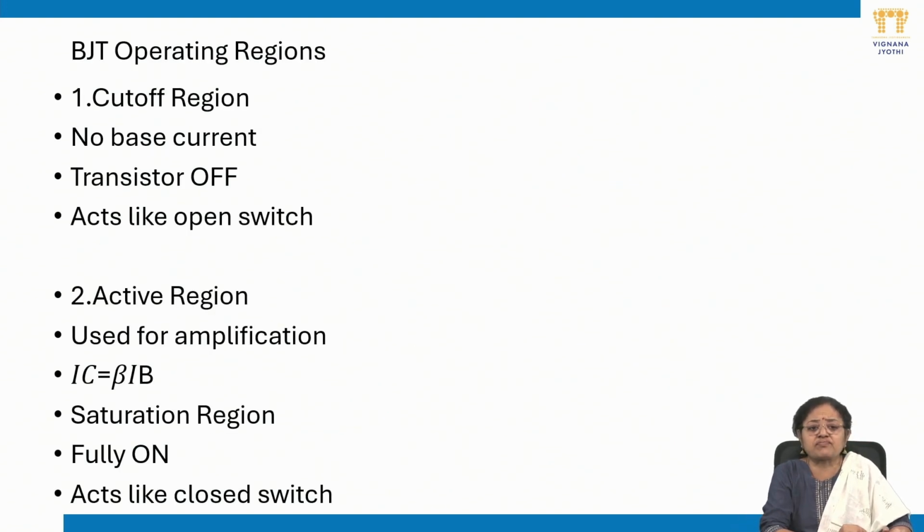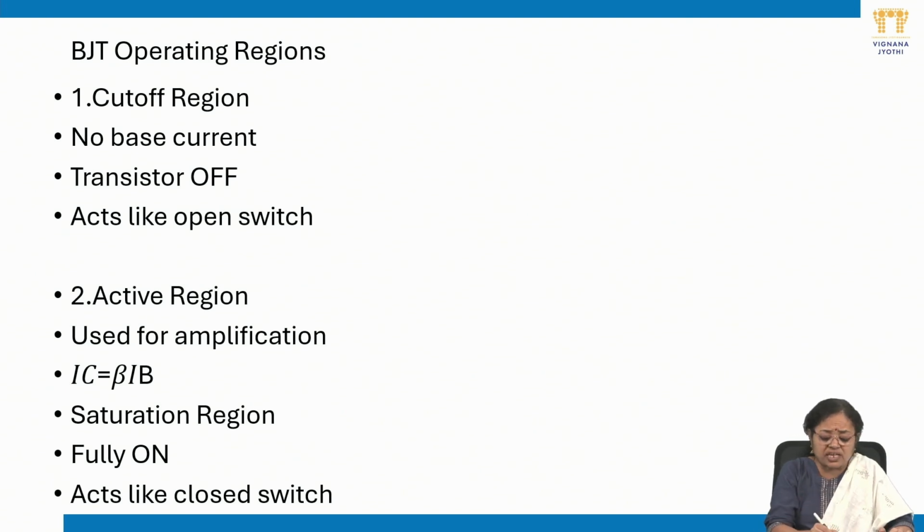So as I said, we have basically three operating regions for BJT: cutoff region, active region and saturation region. In the cutoff region, there is no base current. Transistor, we can assume it as off condition. It acts like an open switch. In the active region, we will forward bias the EB junction and reverse bias the CB junction as discussed. It is used for amplification. Most of the applications we find in the active region.